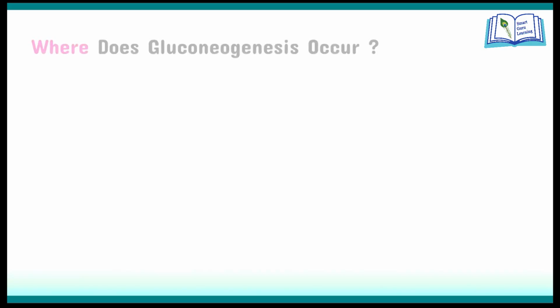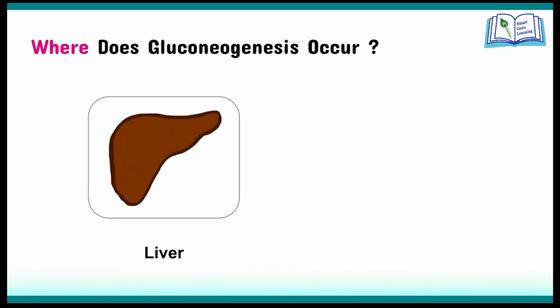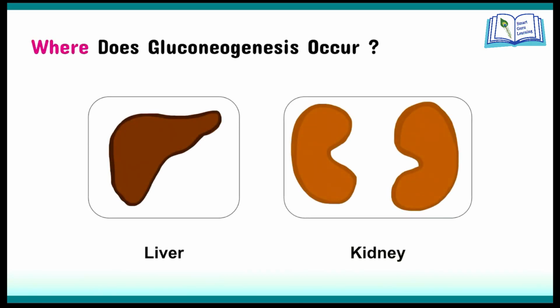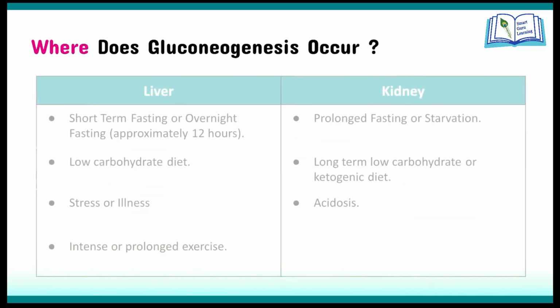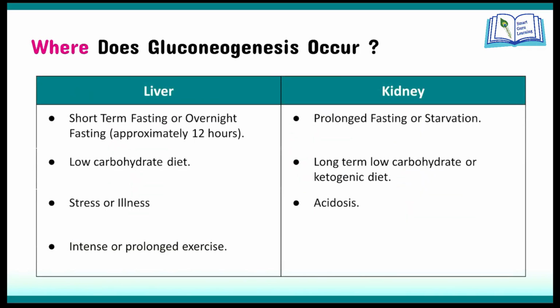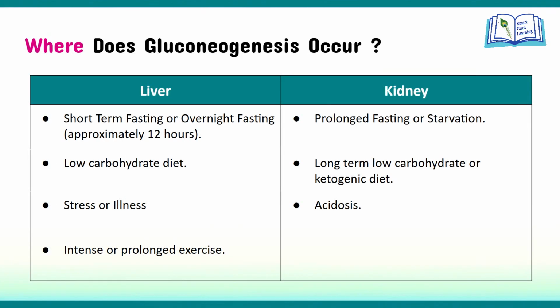Gluconeogenesis mainly occurs in the liver and the kidneys. Gluconeogenesis occurs in the liver during short-term fasting or overnight fasting, low carbohydrate diets, and during stress or illness. During stress or illness, hormones like cortisol and glucagon stimulate gluconeogenesis. It also occurs during prolonged exercise. So, the liver is the first responder and the main site where gluconeogenesis takes place when the blood glucose level declines.